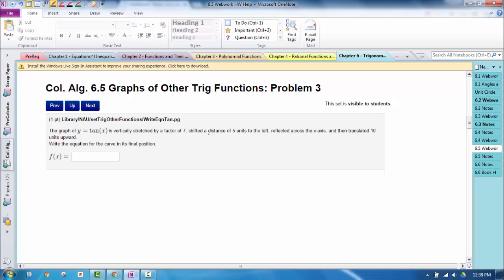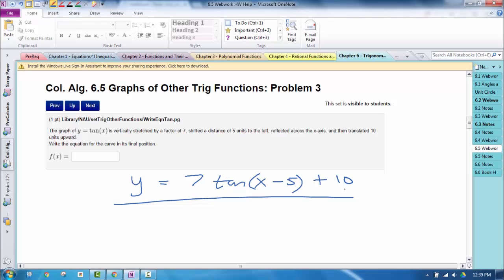Okay, the next problem is just like our function transformations. We're going to take the tangent and we're going to vertically stretch it by 7. So that's when we multiply 7 out front, or on a formula sheet we said divide y by 7, which is the same thing as multiplying both sides by 7 and getting this. And then we're going to shift it 5 units to the right, so that'd be x plus 5, I'm sorry, x minus 5. And then we're also going to translate it 10 units upwards. That's when we subtract 10 outside. Or add 10, I'm sorry.